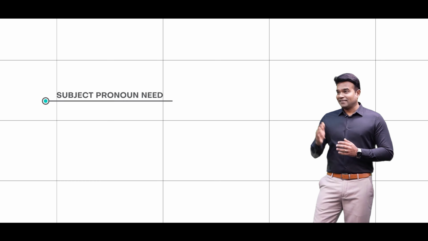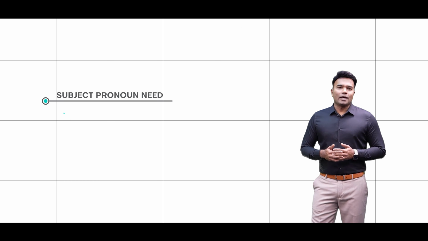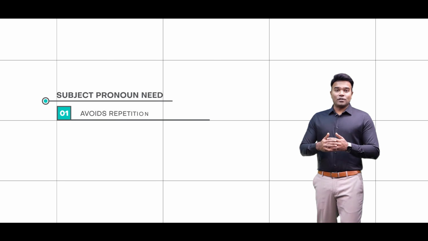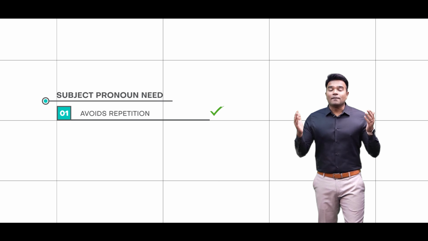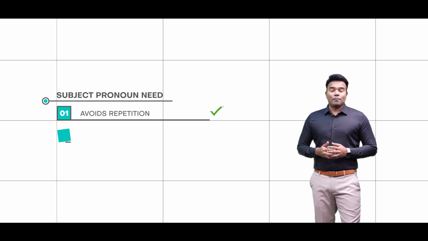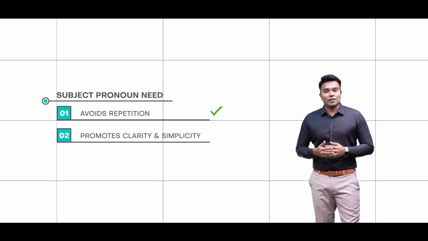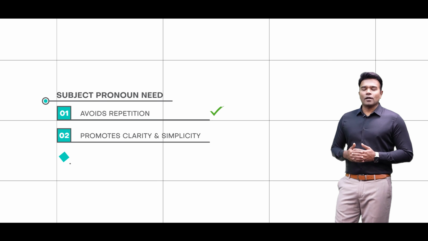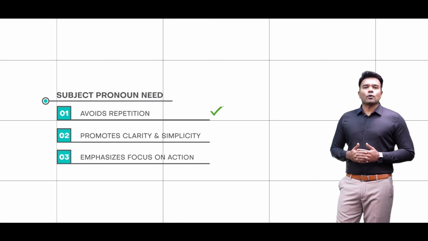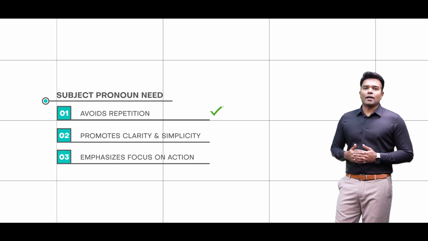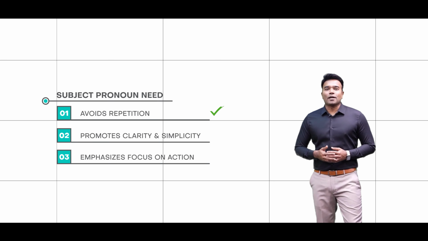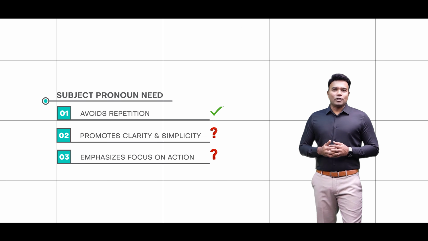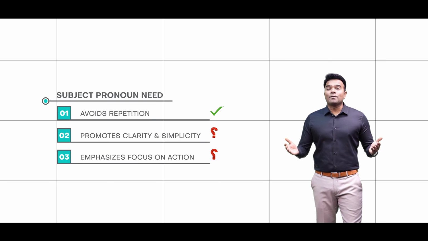So, I'm sure that you have now been able to understand that the subject pronouns indeed help in avoiding repetition. But then, not just that, the subject pronouns also help in promoting clarity and simplicity in the sentence, and also it shall enable the emphasis to be on the action of the subject rather than on the subject itself. Anyway, what do these two points mean? Let me explain.